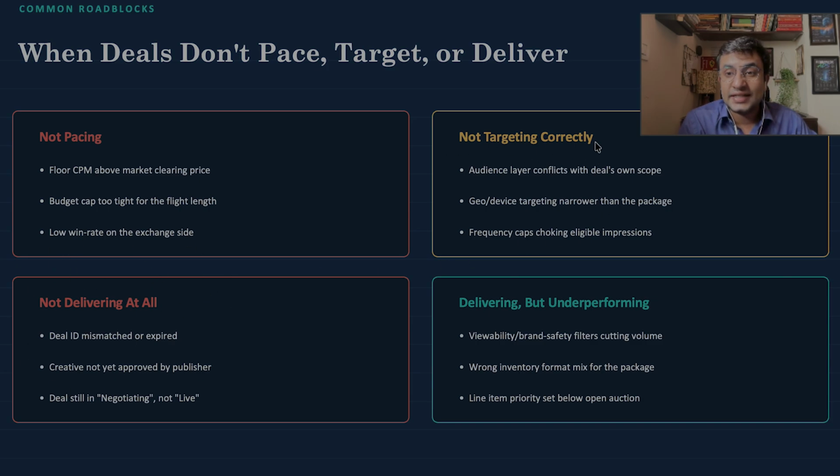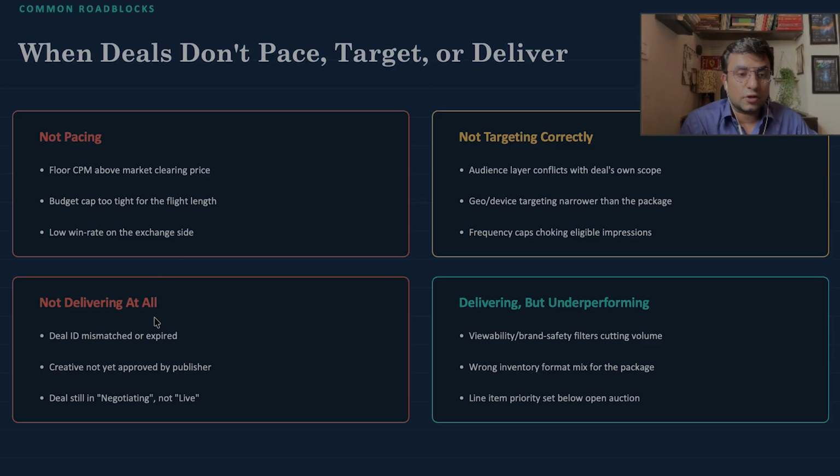Then not targeting correctly. As we already discussed, audience layer conflicts with the deal's own scope. So when it's a deal, do not add your own targetings. Just let your publisher know everything you want in the deal itself. So when they are setting up the deal or sending you the deal ID, they have set up all the targetings in that itself. You do not do any kind of extra layering. Then geo and device targeting narrower than the package. Already told you, don't do anything. Tell all your targeting settings to the publisher. Frequency caps choking eligible impressions, even frequency, let the publisher know. You don't do targetings when it's a PG deal.